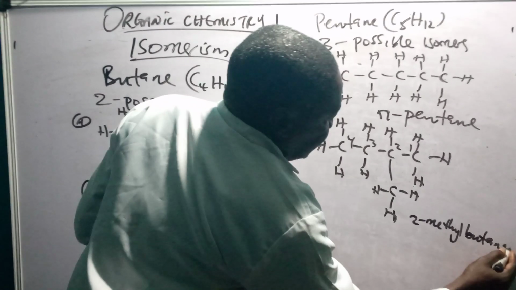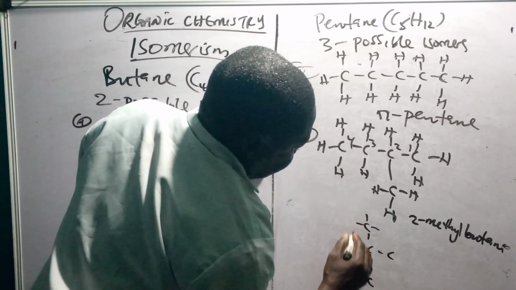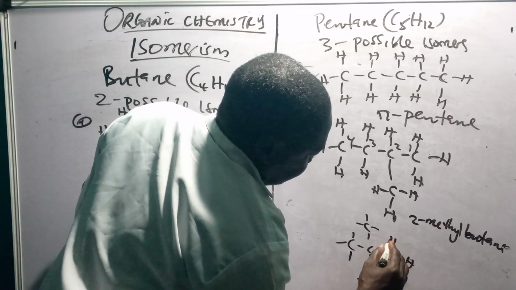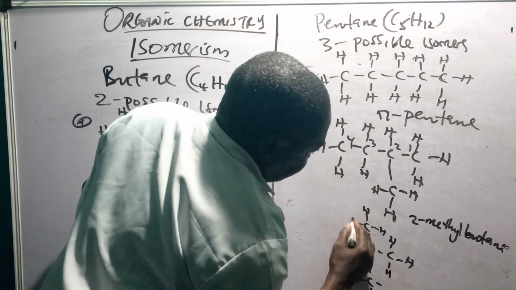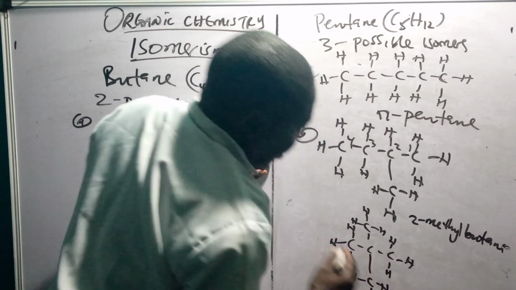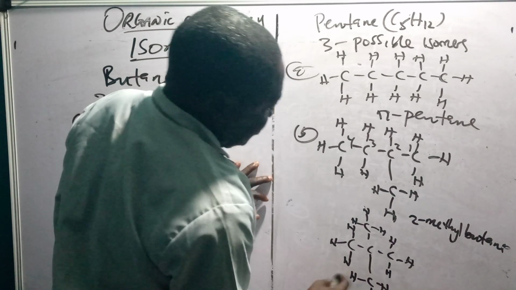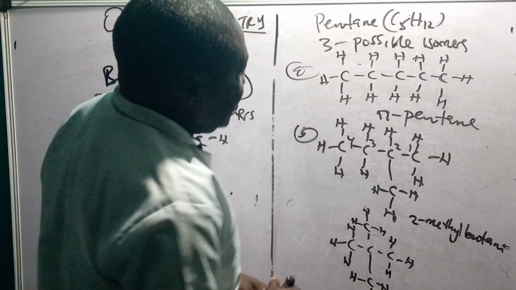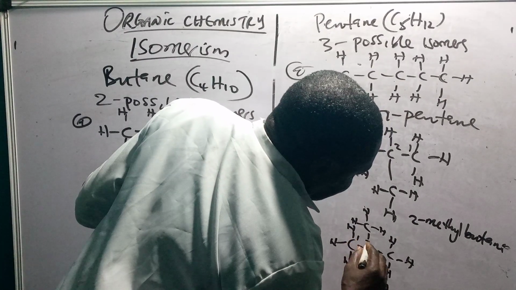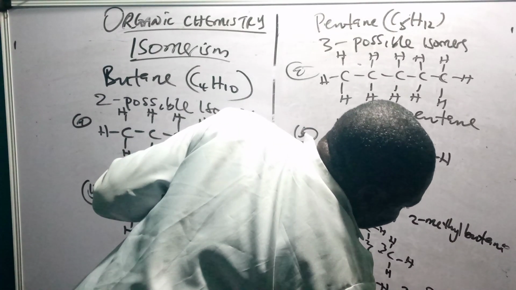We have the last one, which comes like this. Good. Ensure you always count the number of hydrogen atoms to ensure it's accurate with the structure. Let's start from here. 1, 2, 3, 4, 5, 6, 7, 8, 9, 10, 11, 12. So like we said, this is C5H12. So these are the 3 possible isomers of pentane. But the last name is, you see, you can start counting from anywhere. 2,2-dimethyl propane.